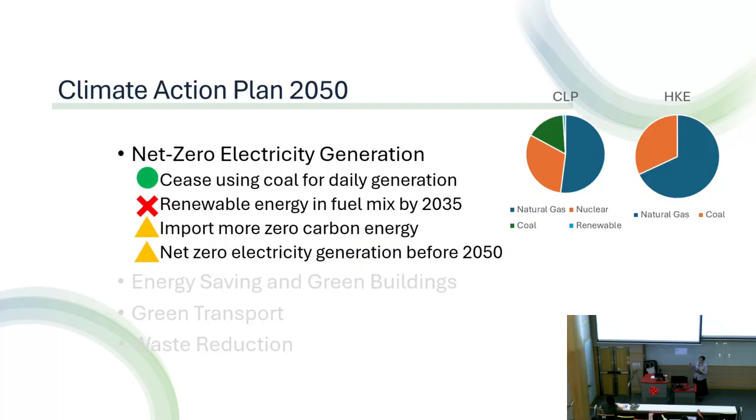How they're doing right now is that they have transitioned away from coal energy for daily generation. So if you look at the two pie charts, Hong Kong Electric, the HKE, actually transitioned mostly towards natural gas. They're slowly reducing coal generation, whereas China Light, or CLP, are buying nuclear energy from Daya Bay, so they are moving more towards renewable energies and natural gas, and slowly reducing the amount of coal that they use in energy production.